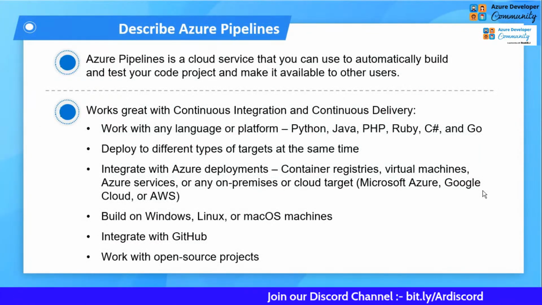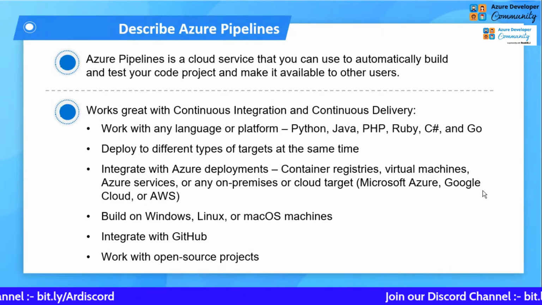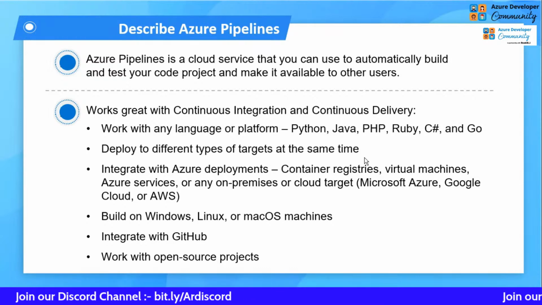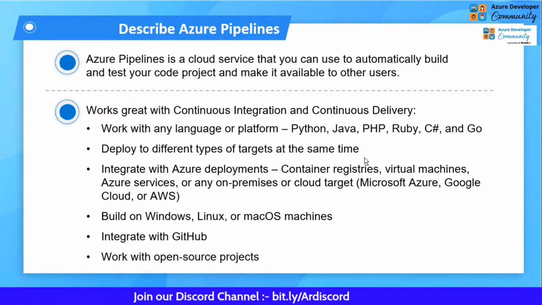So yeah, this is what I described. Azure Pipeline is a cloud service that you can use to automatically build and test your code. You can see that it supports multiple languages, whether it's Python, Java, Ruby, PHP, C#, Go, and many other languages also. So you can choose any language based upon the language that you are comfortable with.